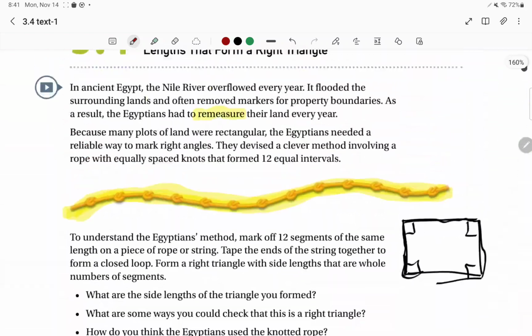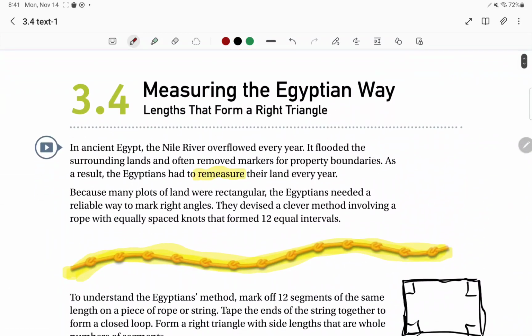That is it for measuring the Egyptian way using the knotted ropes, which is kind of cool to think of. Things that we do today seem so simple, but the primitive ways that they used to measure and get perfect right angles back then is pretty amazing.